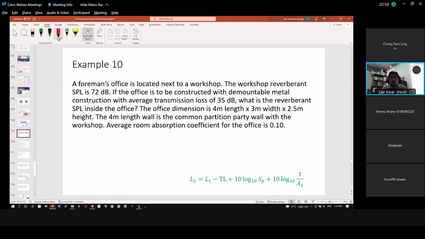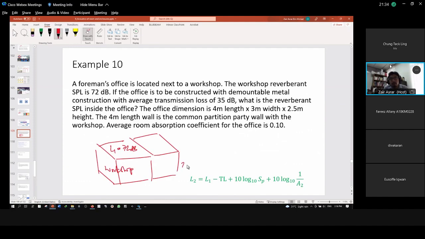So what you need to do initially is to determine how large the partition is. Okay, so you have your office and workshop. The dimension of the workshop is unknown, but we do know the sound pressure level within this workshop, 72 dB. We know between the office and the workshop there's a partition, right? So the office has a dimension of 4 meter times 3 meter times 2.5 meter height.